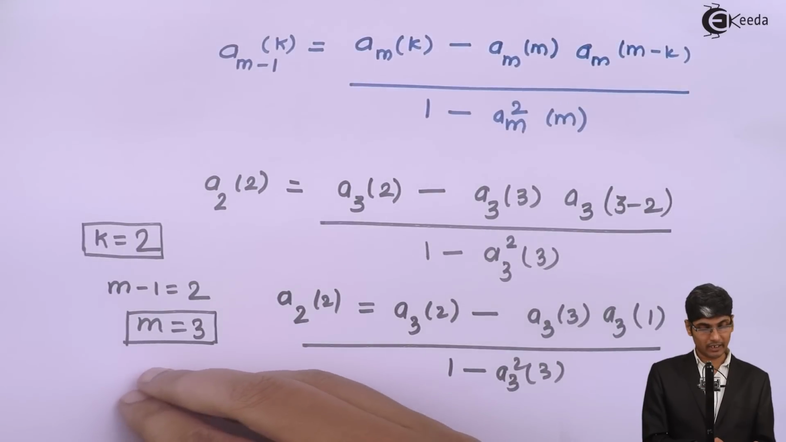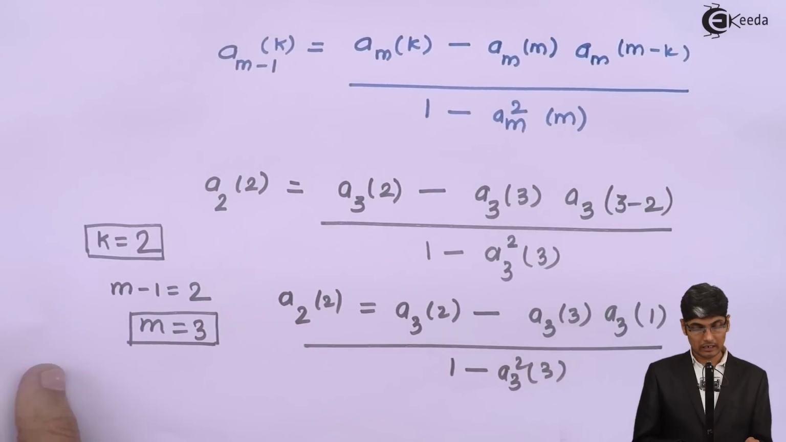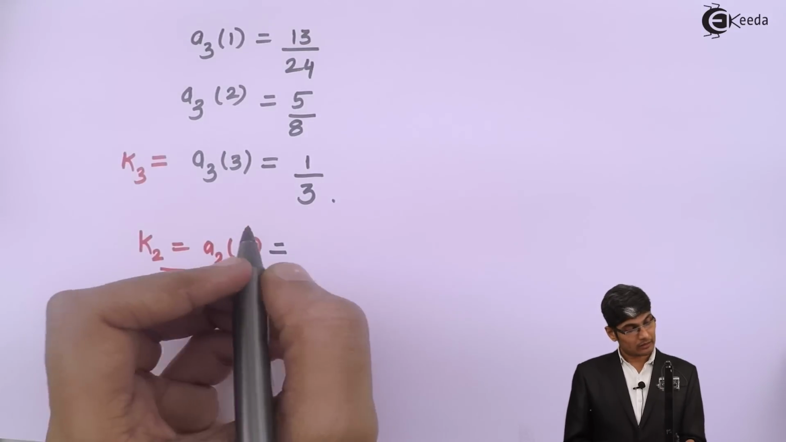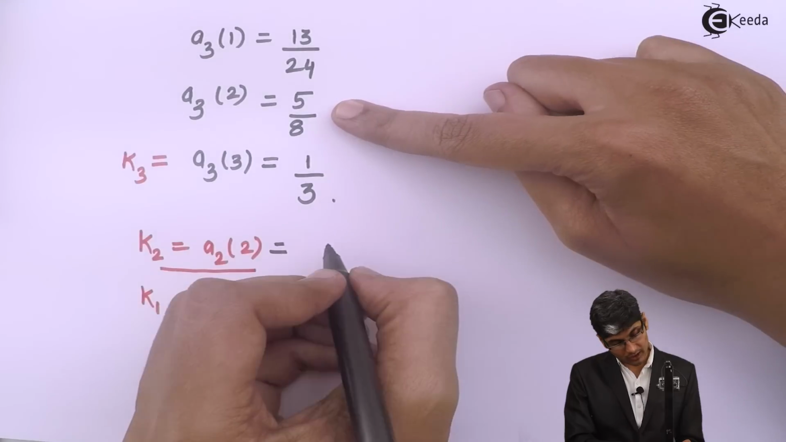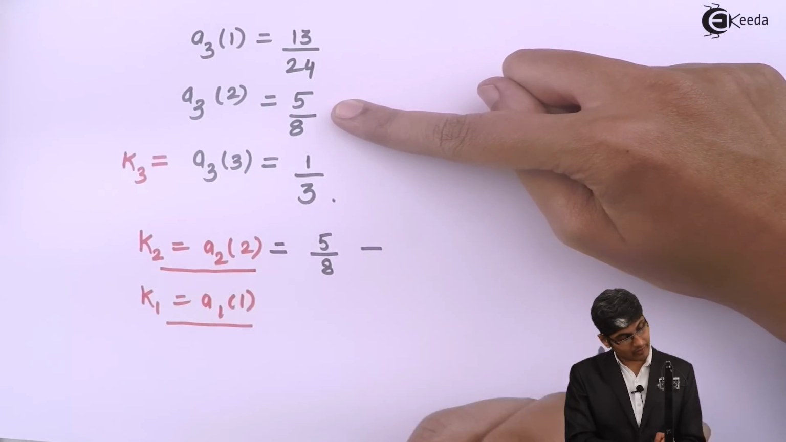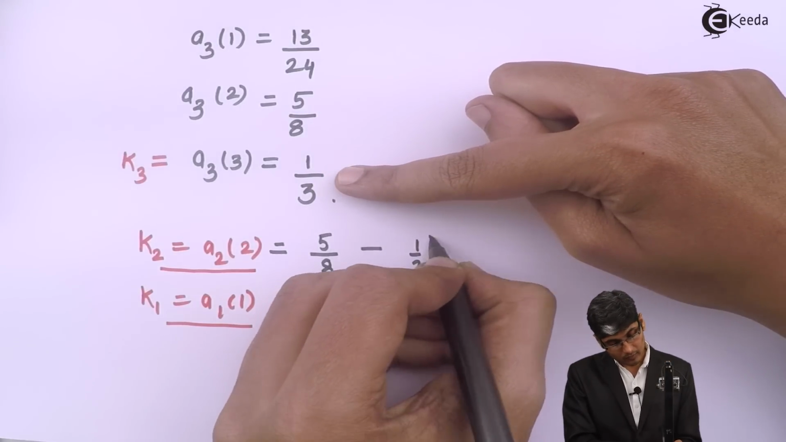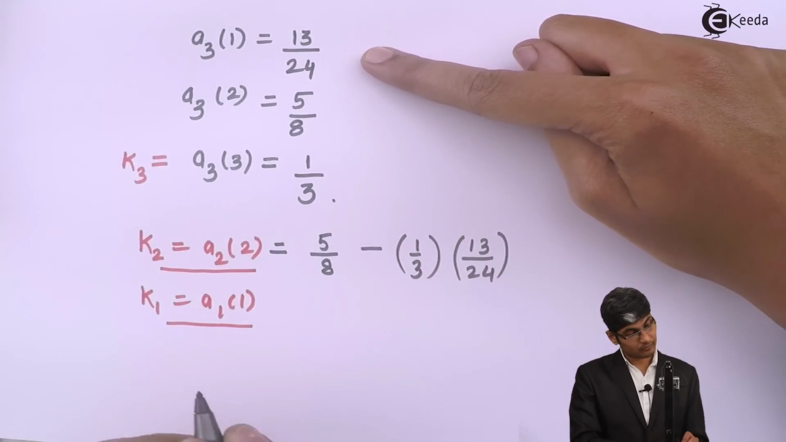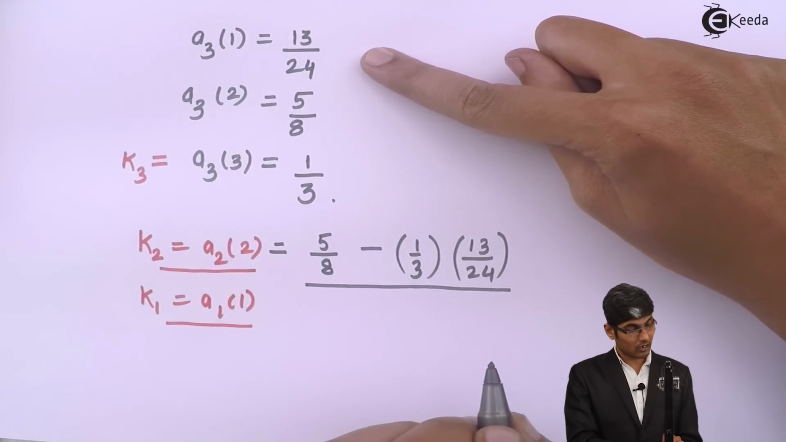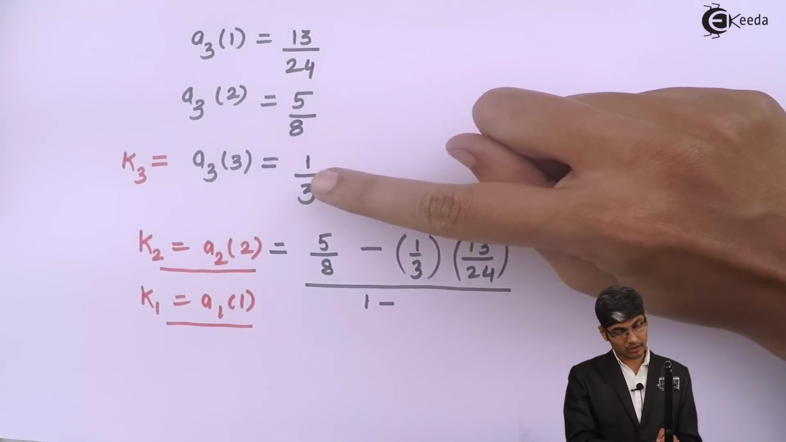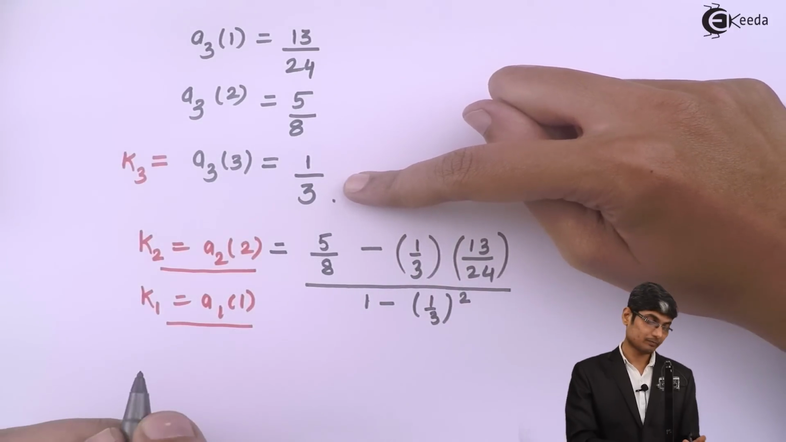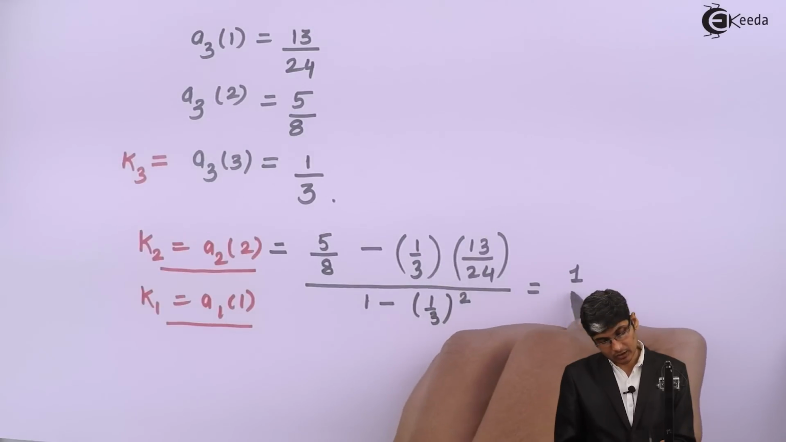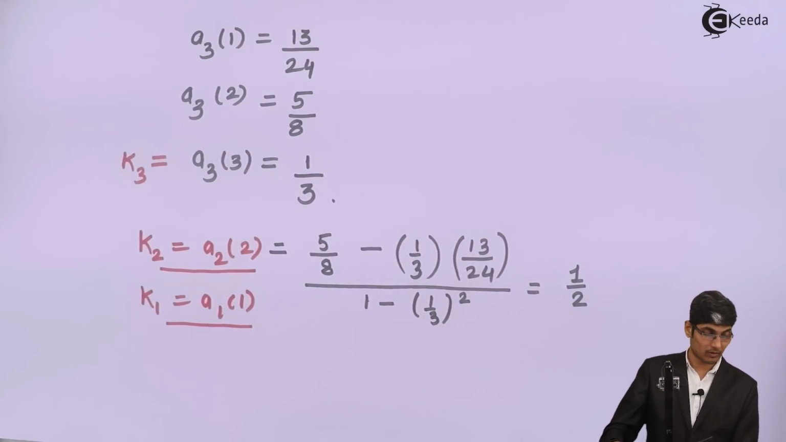From the recurrence equation, I can find A2 of 2 by keeping M equal to 3 and K equal to 2. So A2 of 2 will be equal to A3 of 2, which is 5 by 8, minus A3 of 3, which is 1 by 3, then A3 of 1, which is 13 by 24. Then we divide the whole thing by 1 minus A3 of 3 the whole square, which is 1 by 3 the whole square, right? On solving this complete equation, you will end up getting A2 of 2 as 1 by 2, or K2 as 1 by 2.